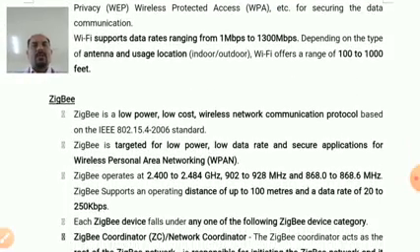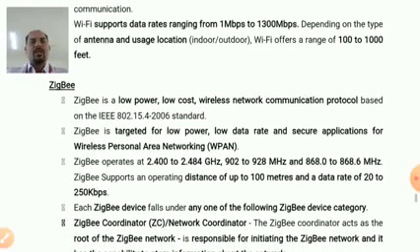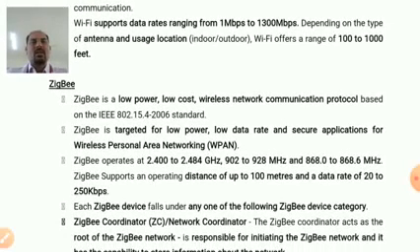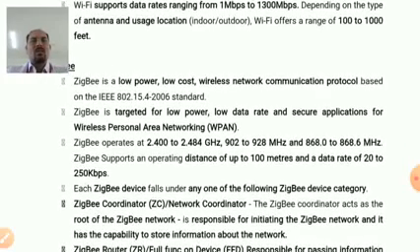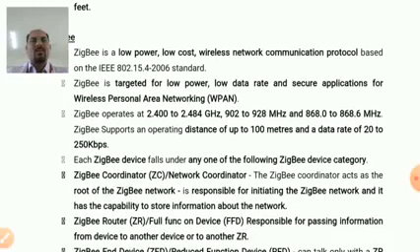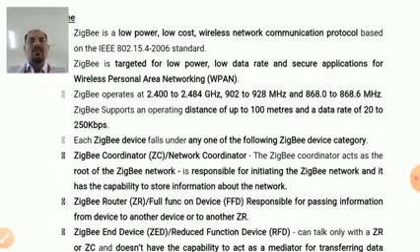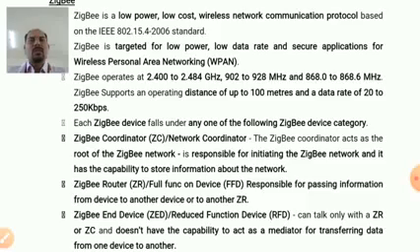The next type of communication interface is Zigbee, which is a low power, low cost wireless network communication protocol based on the IEEE 802.15.4 standard. It is targeted for low power, low data rate and secure applications for wireless personal area networking. It operates at 2.4 to 2.484 GHz, 902 to 928 MHz, and 868 to 868.6 MHz. It supports a distance of 100 meters and has a data rate of 20 to 250 kilobits per second.